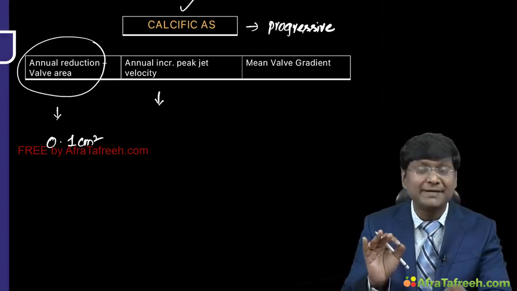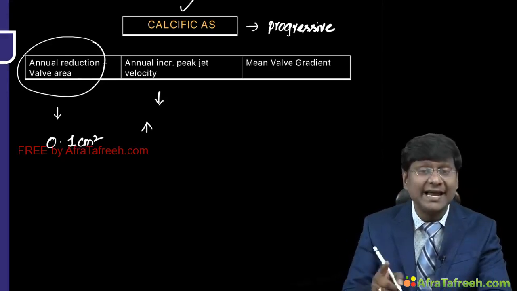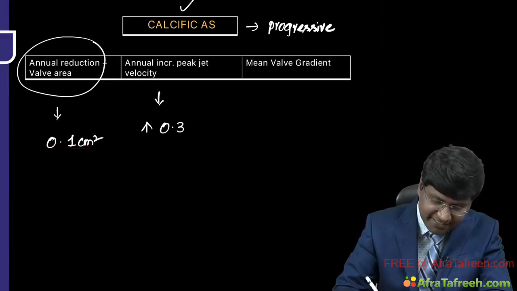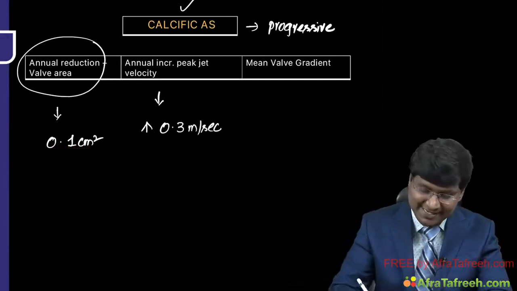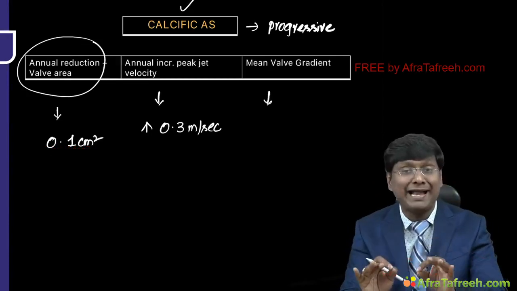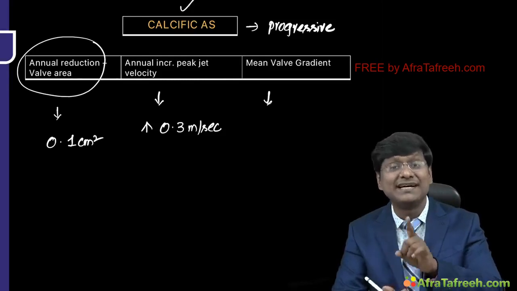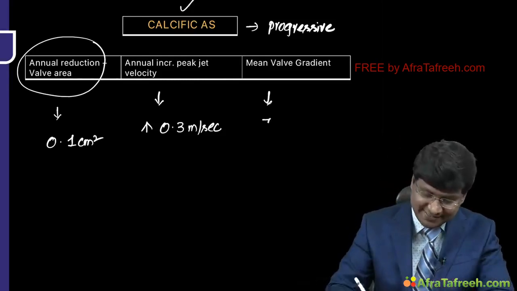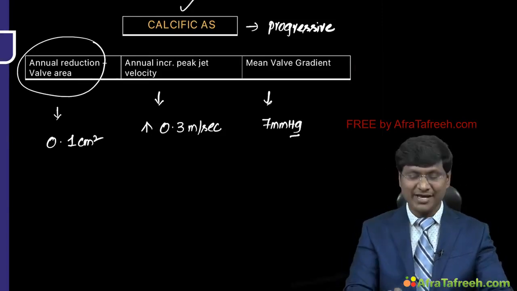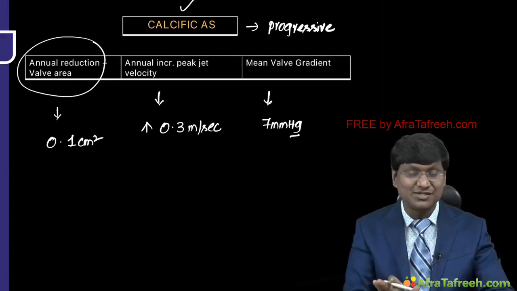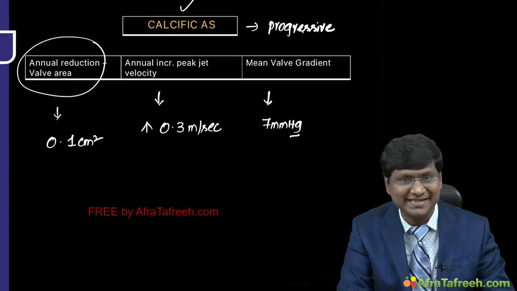Then you take the peak velocity. If the peak velocity is increasing at a rate of 0.3 meters per second, that also we call it progressive calcific aortic stenosis. And what should be the valve gradient to call it progressive calcific stenosis? The gradient should be increasing at a rate of 7 millimeters of mercury per year. Okay, so these are the terminologies to call it progressive calcific aortic stenosis, right?